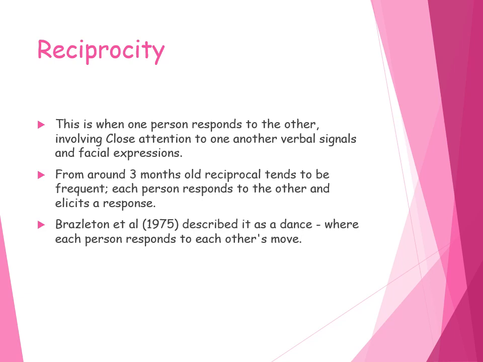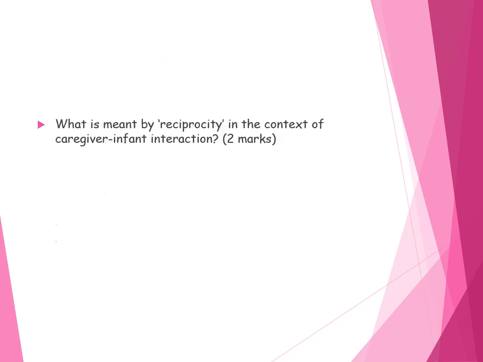It's a turn-taking process. So if we were to look at an example of a question that you might be given, this is example 1 that comes from a specimen paper. What is meant by reciprocity in the context of caregiver-infant interactions? For 2 marks, it would be important to do a definition and then a demonstration of how it works. So point evidence, point explain, point expand for your 2 marks.